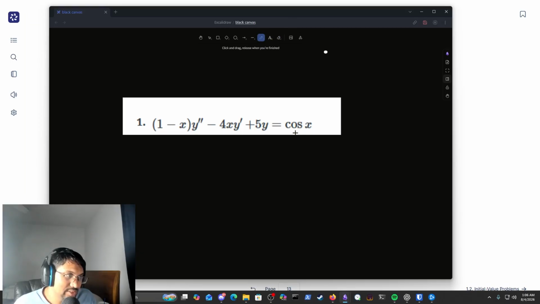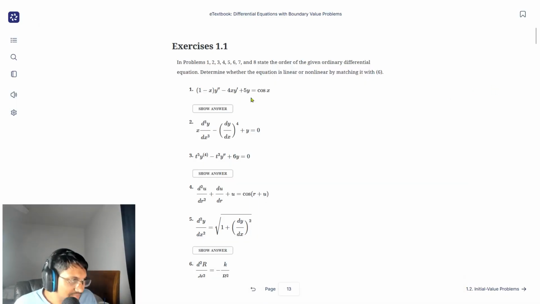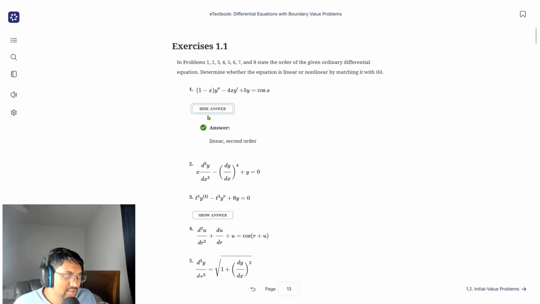And then we look at the right side. It's the cosine function in terms of x. So we can say, again, that this is linear in terms of y. So the whole equation is linear. And then, of course, we have to look at the highest order of the derivative. We see that the highest order is 2, so we would say that this is a second order linear differential equation in terms of y. And if we look at the answer, we get that exactly right.